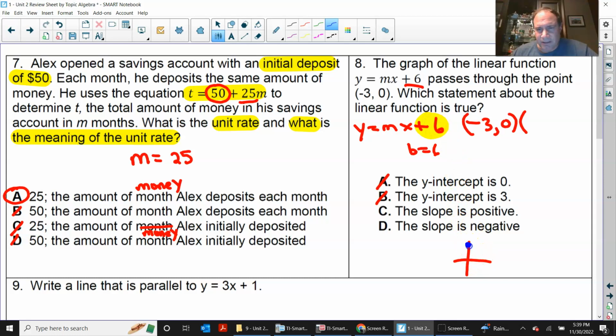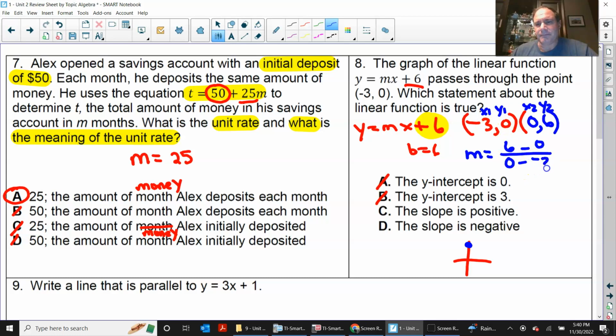6. That's this point. What's the x? 0. So (0, 6). When they give you the y-intercept, they're giving you an x of 0. So let's see. x1, y1, x2, y2. So m equals y2 minus y1 over x2 minus x1, 6 minus -3, plus 6 over 3. The m is 2.